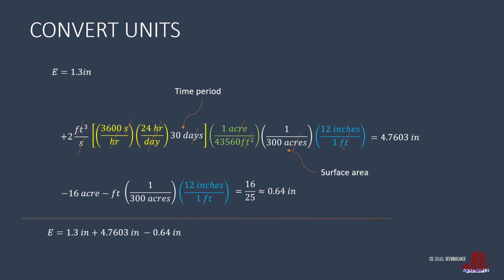Summing up all terms, E is taken as 1.3 plus 4.7603 minus 0.64 inches, making E as 5.4203 inches as the monthly evaporation of the area.